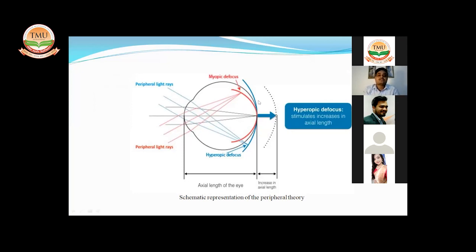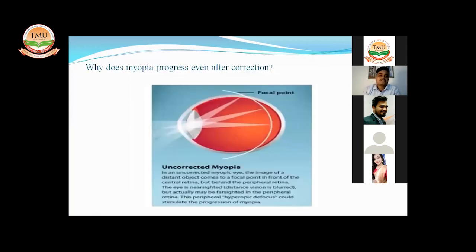So whenever you get a patient of myopia, do not undercorrect the myopia. Do not overcorrect the myopia. Give the appropriate power to the patient. So this is the question that arises when we talk about peripheral refraction: why does myopia progress even after the correction?